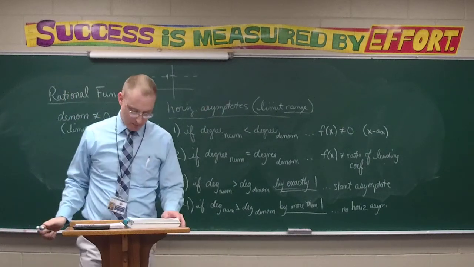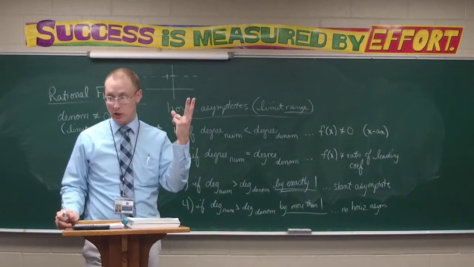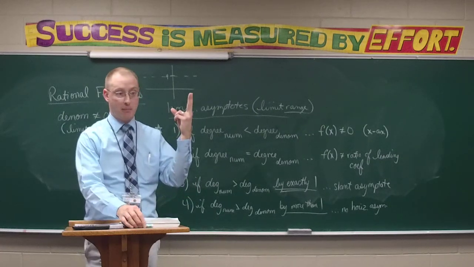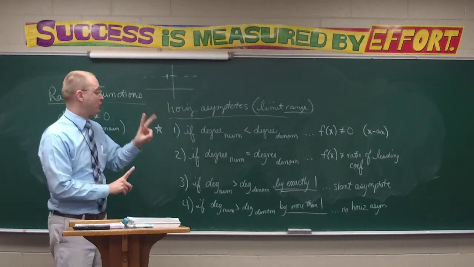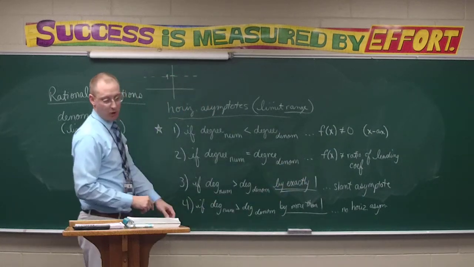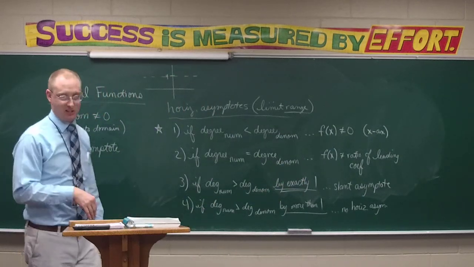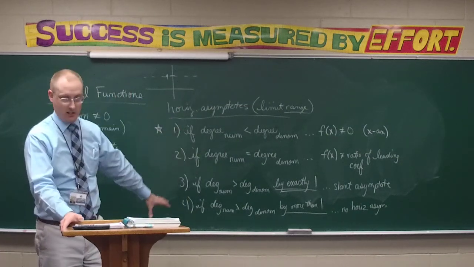Look at letter C. Notice this time the numerator has a second power in it. The numerator, or denominator rather, only has first power. Who wins? And if the numerator wins by exactly 1, it's going to get a slant asymptote. What is it? Don't worry about it. It's just a slant asymptote. We're not going to stress over the other. Questions on how this applies?